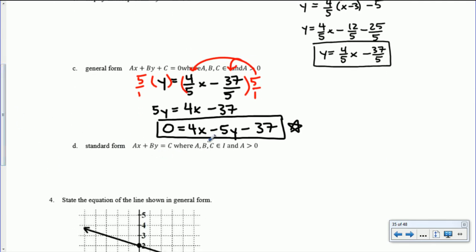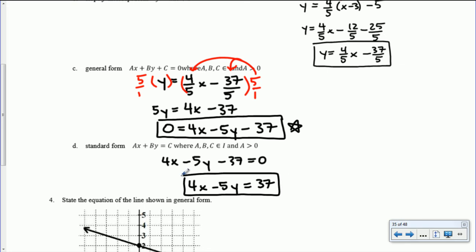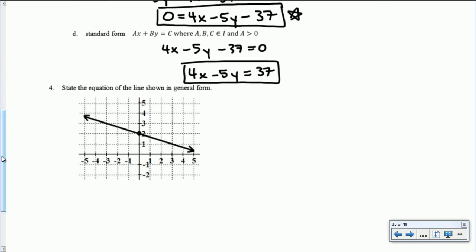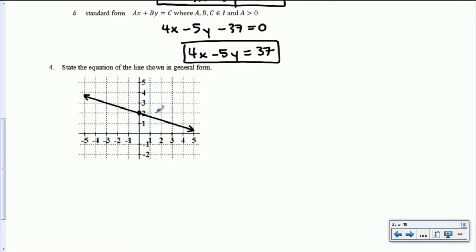Okay, and then last into standard form, so we'll start with 4x minus 5y minus 37 equals 0. I just need to bring this thing to the right. So I add 37 to both sides, giving me 4x minus 5y equals positive 37. So each of these are integers, coefficient on x is positive, good to go. Okay, and state the equation of the line shown in general form.